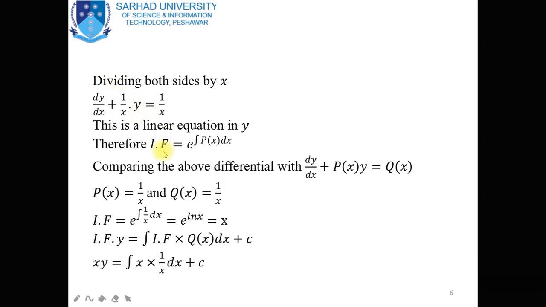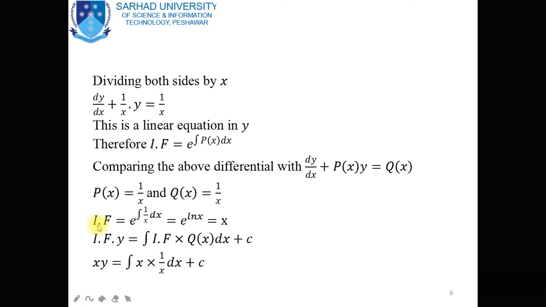So now we obtain, actually, this is the general form of a linear differential equation: dy/dx + p(x)y = q(x). First order linear differential equation, general form. This is the general form of a first order linear differential equation. So when we compare this general form to this equation, here the p function is equal to 1/x and the q function is also equal to 1/x.